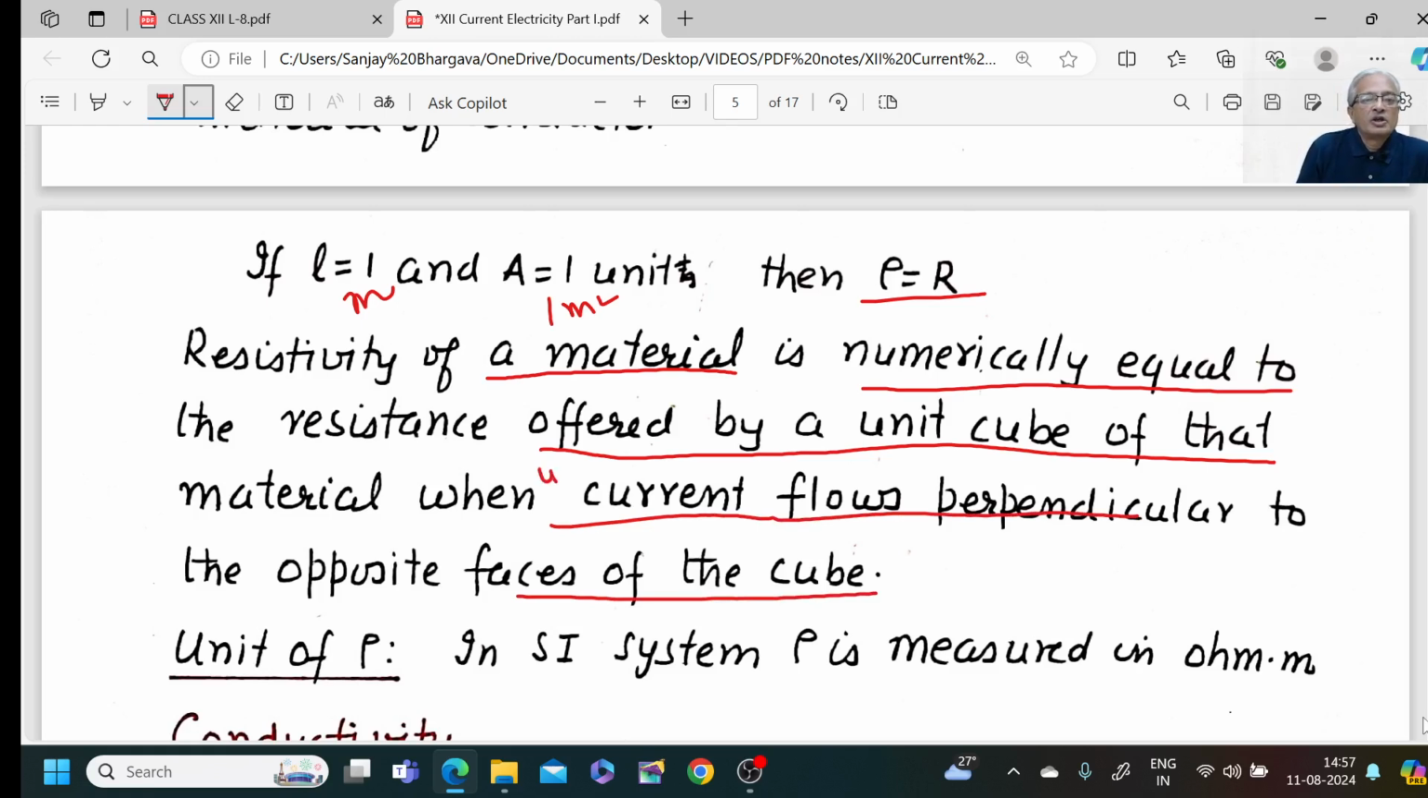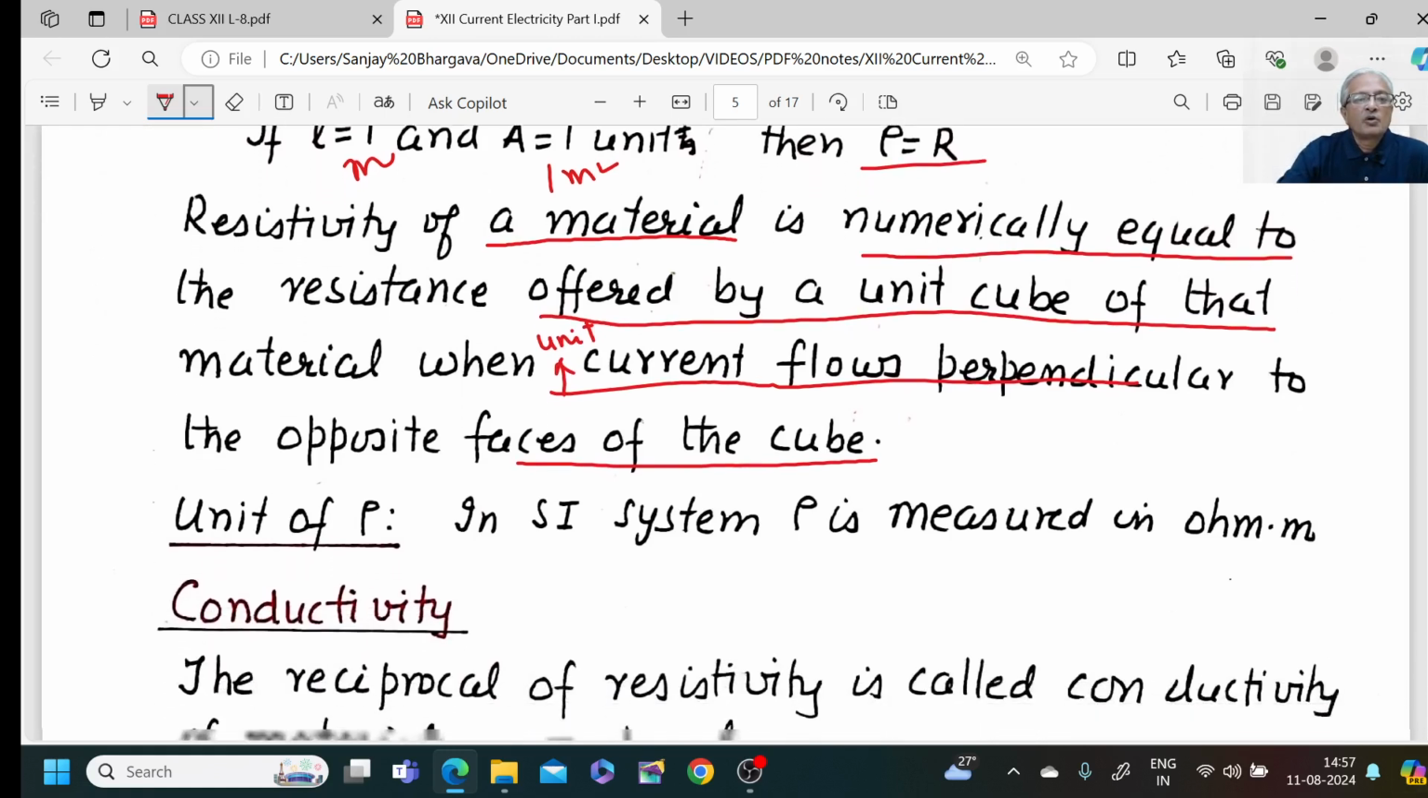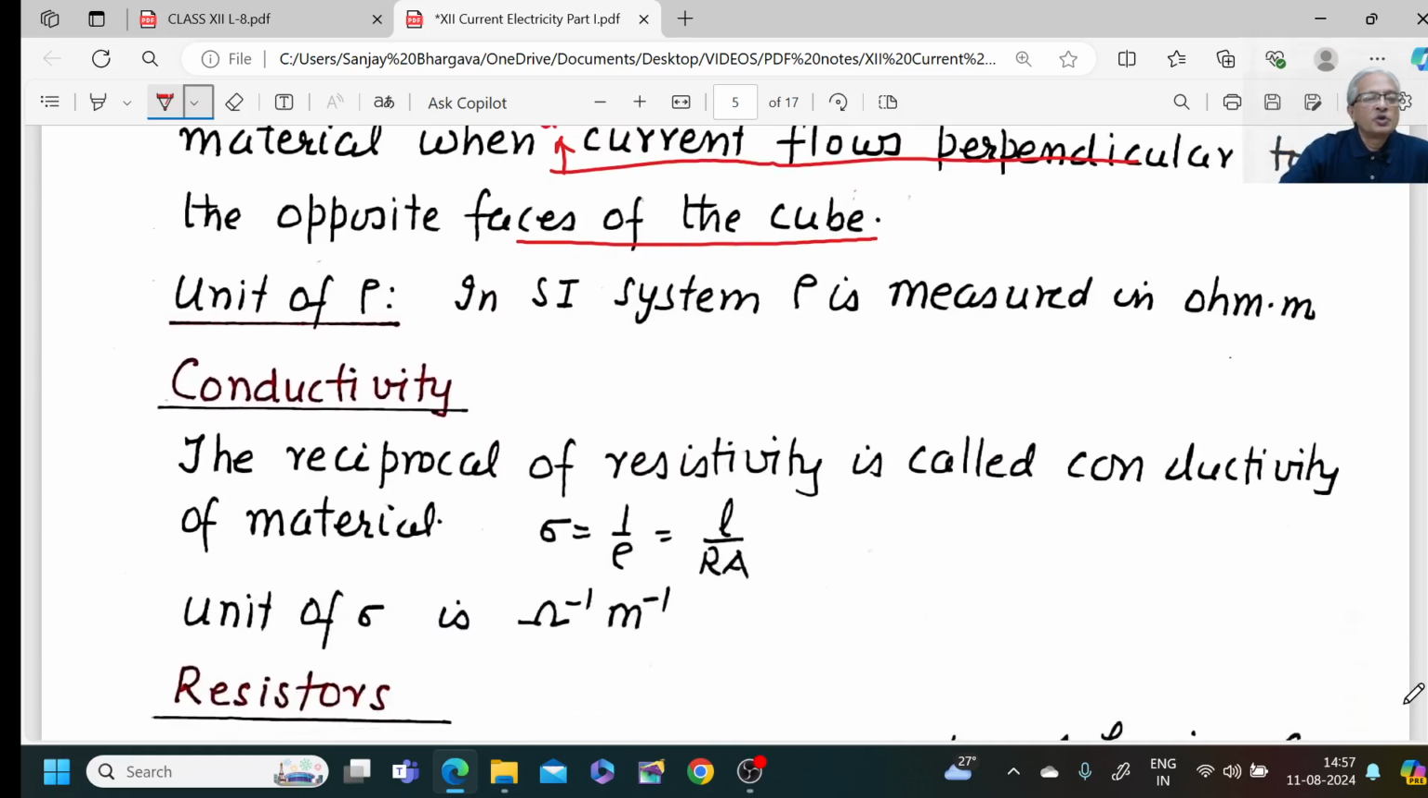Right? When unit current flows perpendicular to the opposite faces of a cube. Now, how do we define the unit of resistivity? In the SI system, rho is measured in ohm meter. The reciprocal of resistivity we call conductivity, like we had the reciprocal of resistance, similarly we have the reciprocal of resistivity.